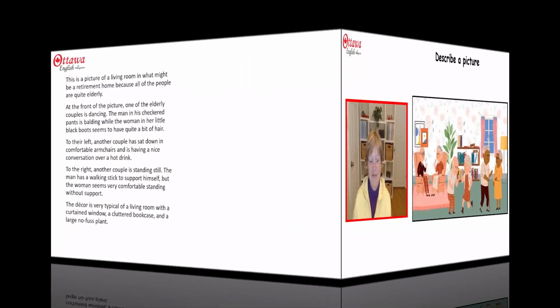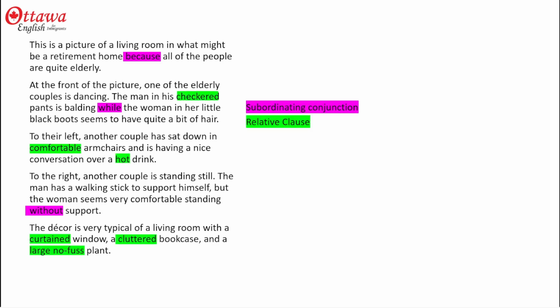So if we take a look at the transcript of that response, you can see that I have some complex sentences to show my high level of language, and some of them are built on subordinating conjunctions, some of them are built on relative clauses, and one of them is built on a parallel.